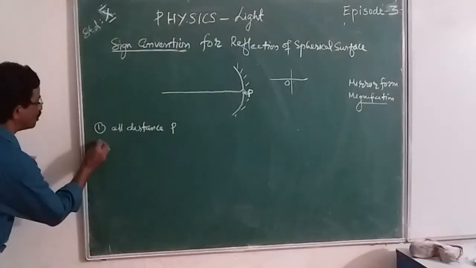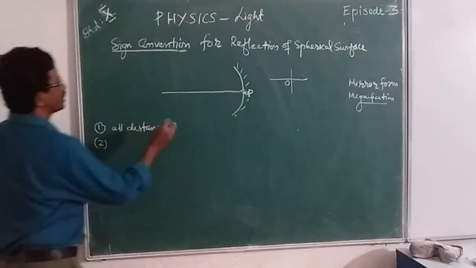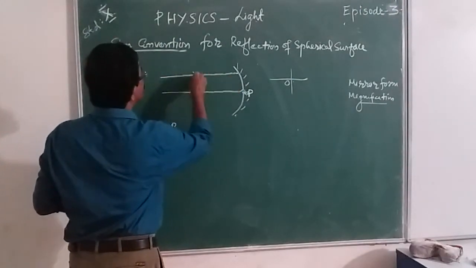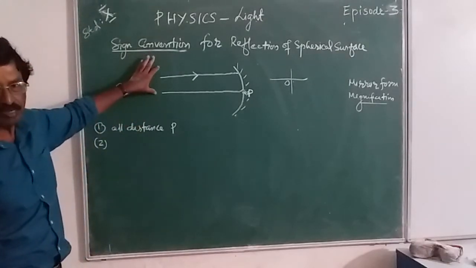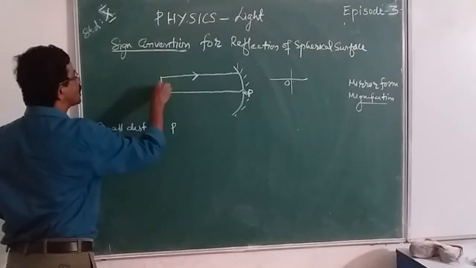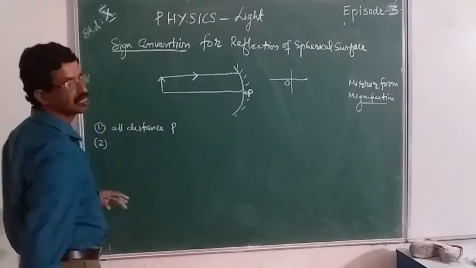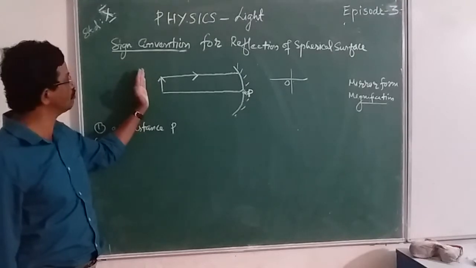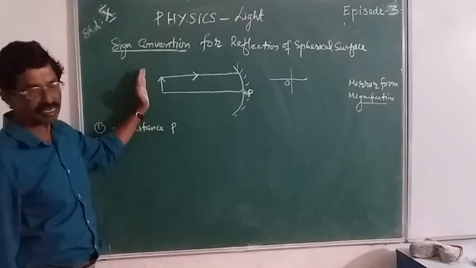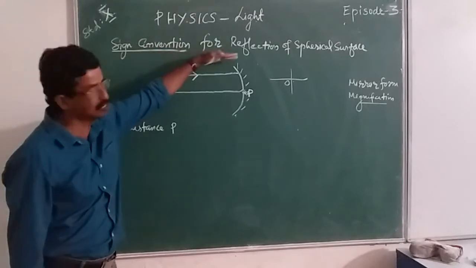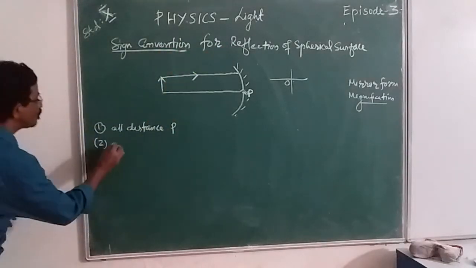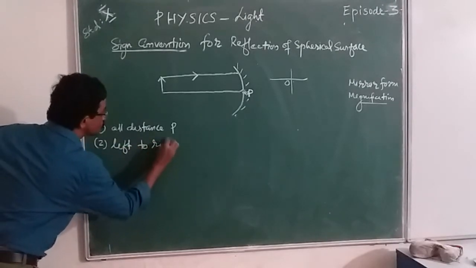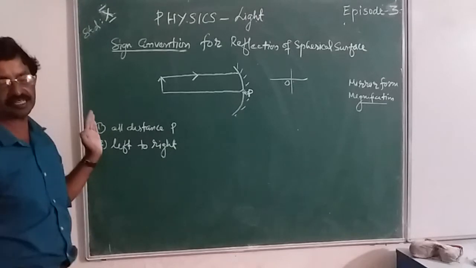The second point you want to remember: light rays always travel from left to right, or the object is always placed on the left side of the mirror. Here we place the object. Always the object is placed on the left side of the mirror, or light travels from left to right.